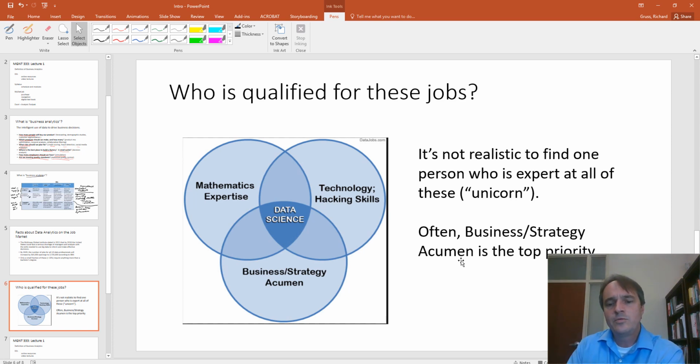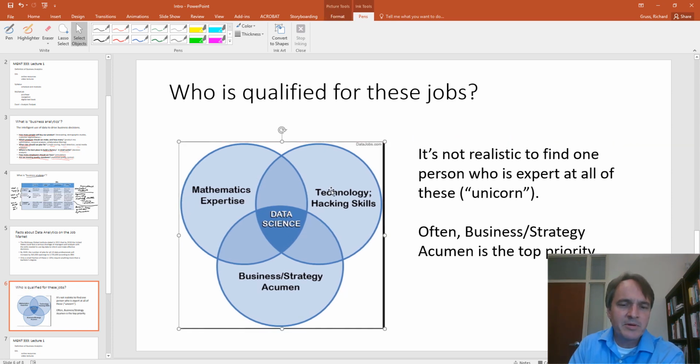Well, and so what they say is that it's not really realistic for one person to be good at all of these things. And if they are, they're a so-called unicorn. These are the kind of data scientists, these world-renowned experts who can do all of these things. But most people specialize in one or the other. And I see us as over here, on the business side with maybe just a little bit of technology with Excel and math expertise, which will have varying levels.